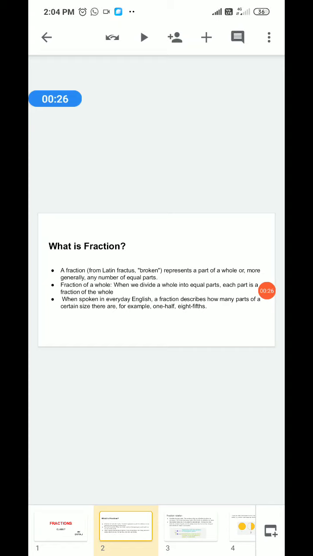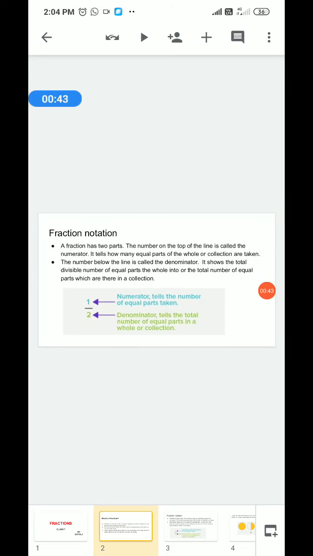In day-to-day life, we say that a fraction is 1 by 4, 3 by 5, 1 by 2, 3 by 8, 8 by 5. That is nothing but a fraction. In day-to-day life, we say it like that. To say it clearly, see the next slide.